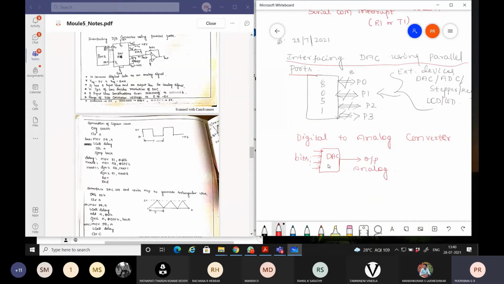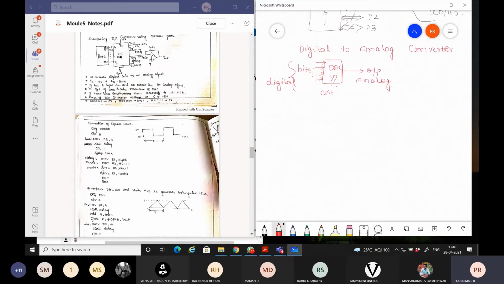Now the question arises, what does this digital to analog converter do? What exactly is the electronic circuit behind this digital to analog converter that gives an analog output from a digital input? The circuit supporting this functionality is an R-2R ladder network. I think you might have studied it in your LIC.